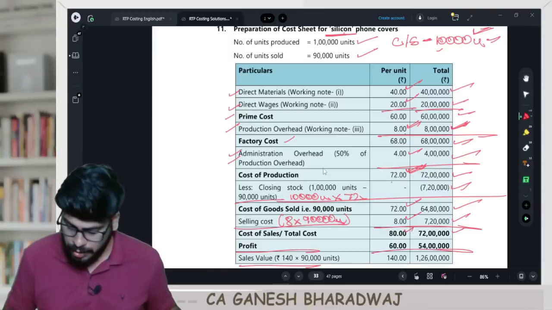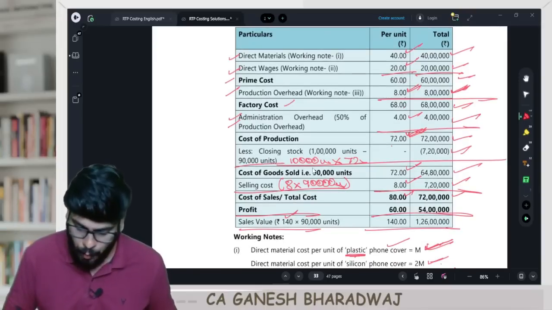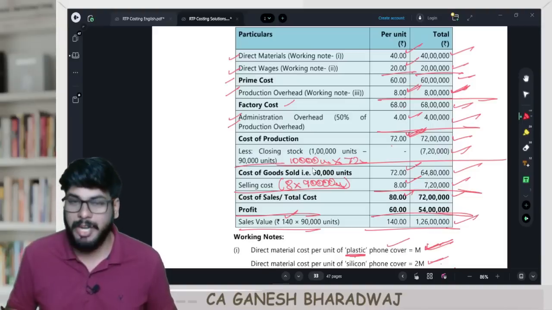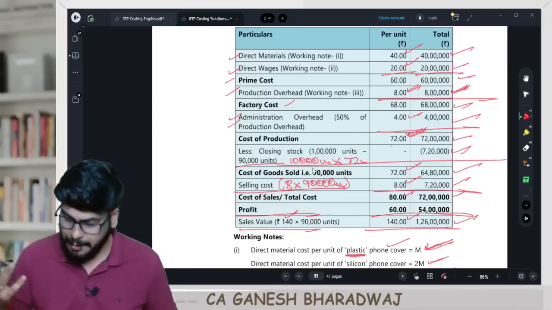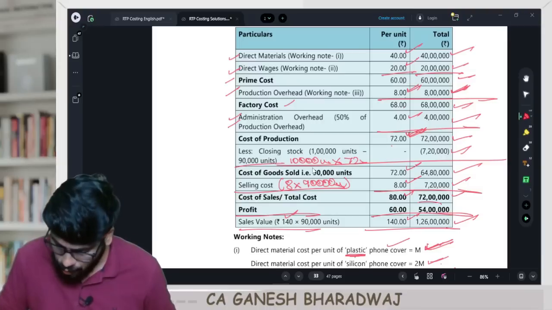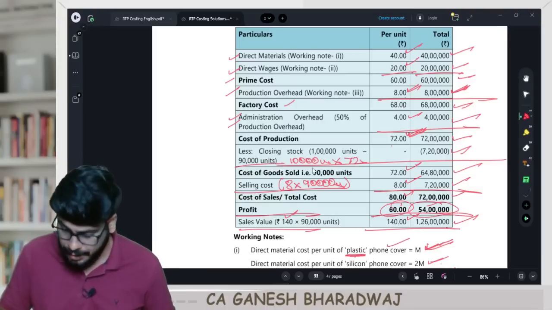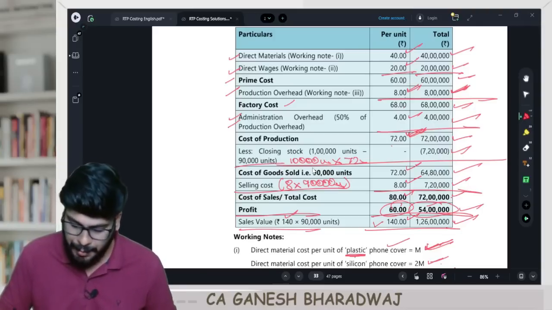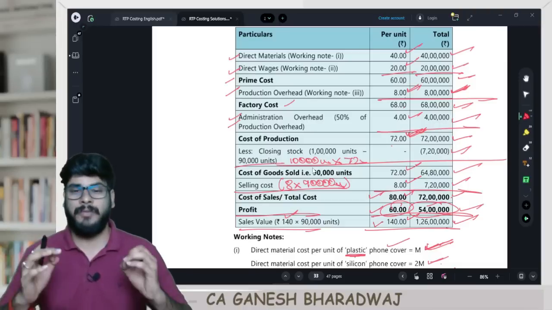Now you have the total sales value. They have given in the question that the selling price per unit is going to be 140 rupees. 140 into 90,000, that gives you how much? 1 crore and 26 lakhs is going to be the total sales value. Per unit, the selling price is 140 given in the question. So now profit is going to be the balancing figure. 126 lakhs minus 72 lakhs, that gives you 54 lakhs, right? And 140 selling price minus cost of sales of 80, that gives you 60 rupees per unit. That's the profit. Are you clear with this?